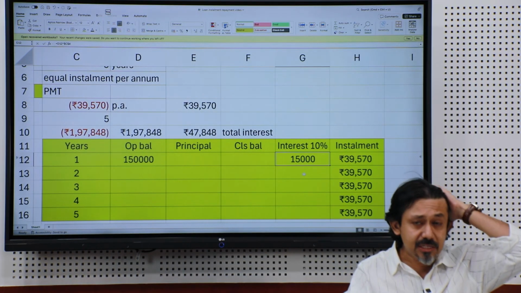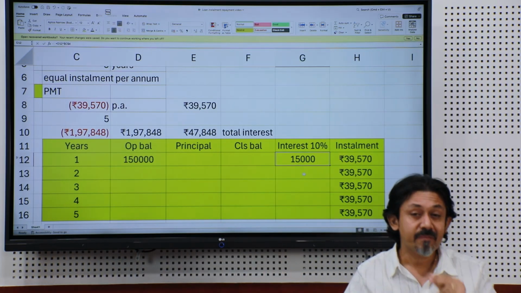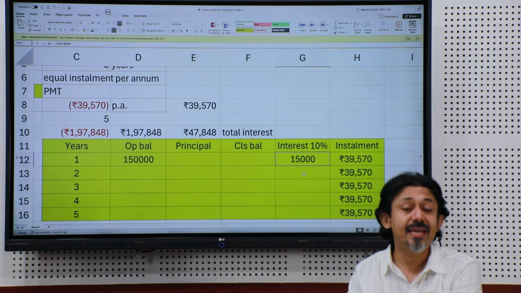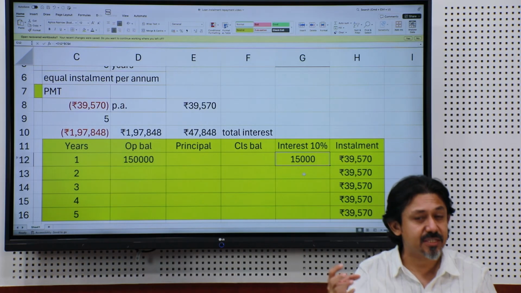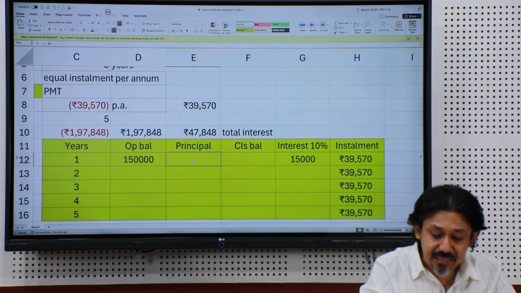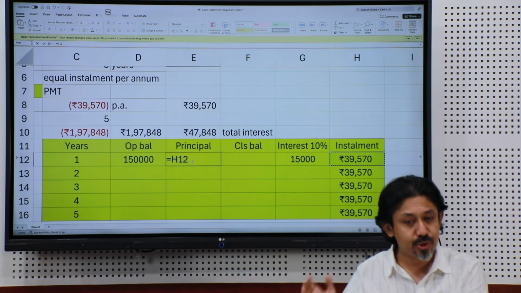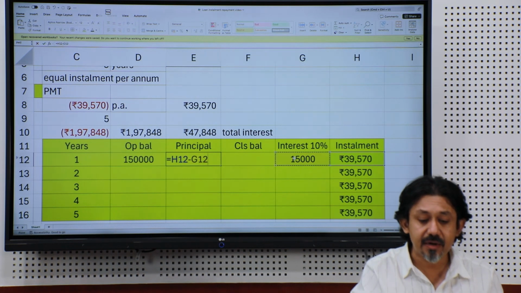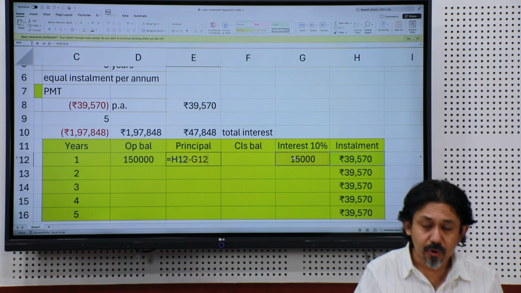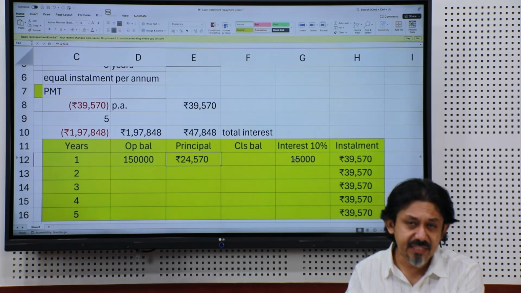So, this tells me that when I paid the bank 39,000 in the first year, 15,000 rupees went towards servicing of interest, which is known as debt servicing, interest servicing portion, and the balance is principal. So, out of 39,000, my cell H12, if I deduct the interest amount of 15,000, which is the cell G12, what I get is the balance amount of principal 24,570.